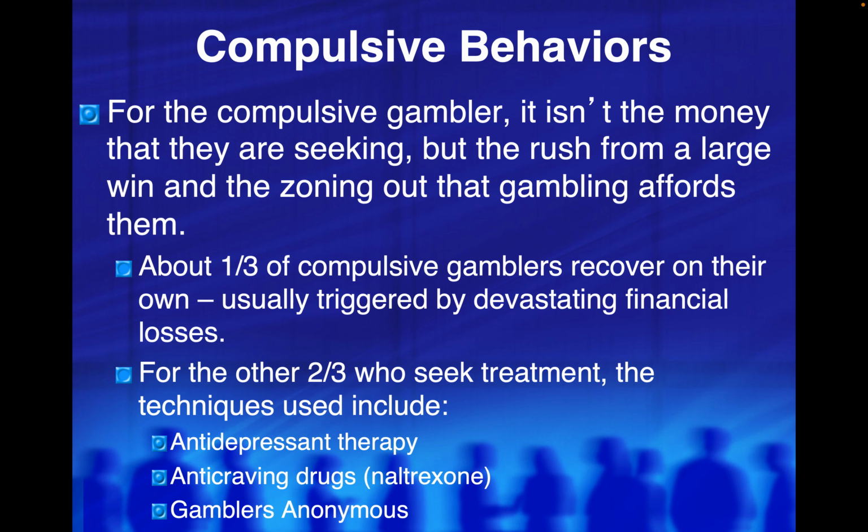For the compulsive gambler, it isn't the money that they are seeking, but the rush from the large win and the zoning out that their gambling affords them. About 1/3 of compulsive gamblers recover on their own, usually triggered by devastating financial losses. For the other 2/3 who seek treatment, the techniques used include antidepressant therapy, anti-craving drugs such as naltrexone, and Gamblers Anonymous.